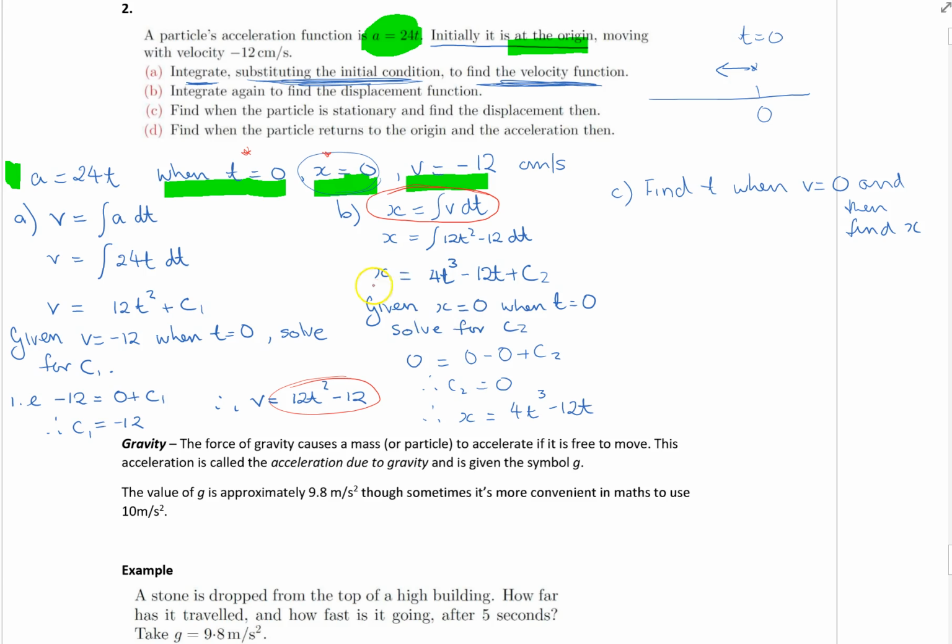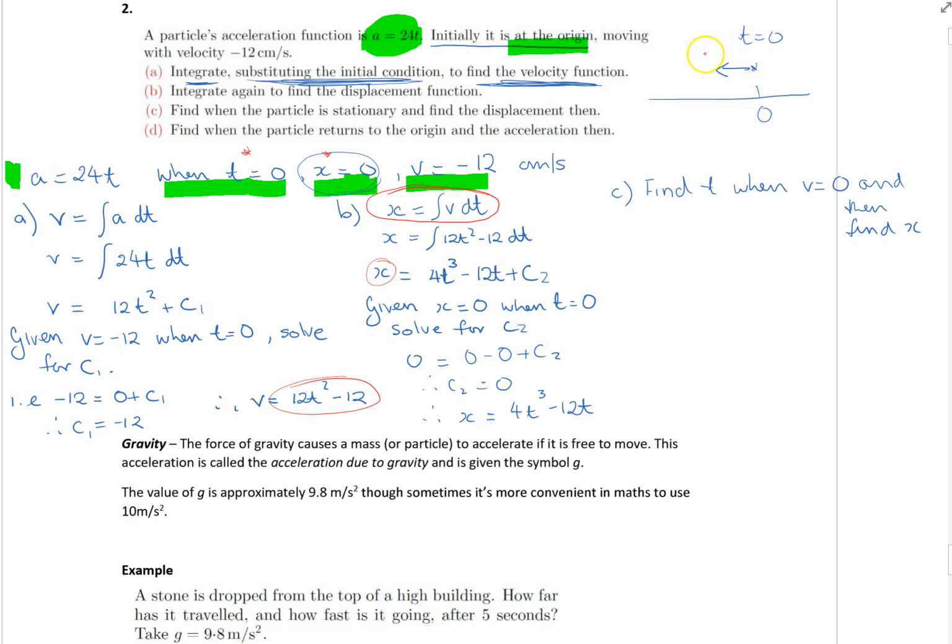And I'm going to sub 0 into that spot. Given that x is 0 when t is 0, because that was given, solve for my second constant. And it works out that that constant is actually a 0. So I've got now that the displacement function can be found by taking 4 times time cubed minus 12 times the time. C, find when the particle is stationary and find the displacement then.